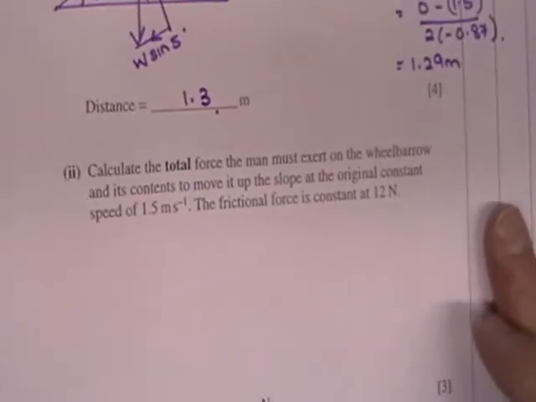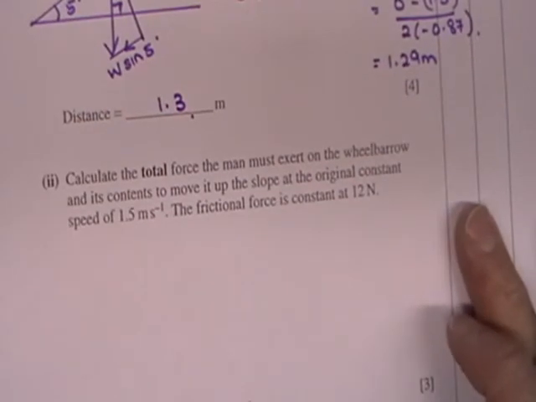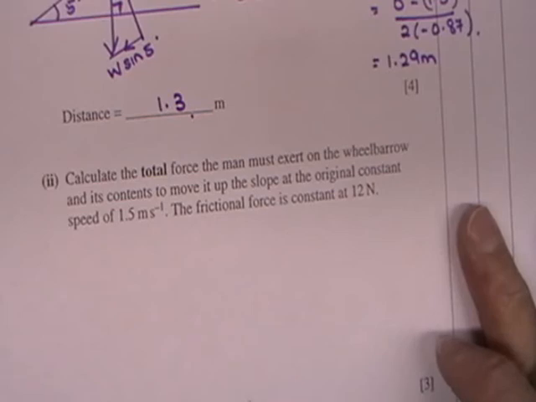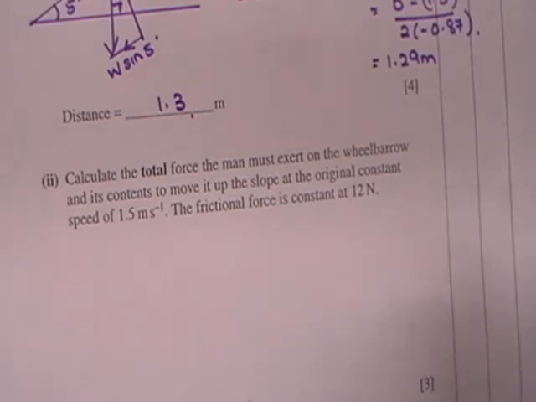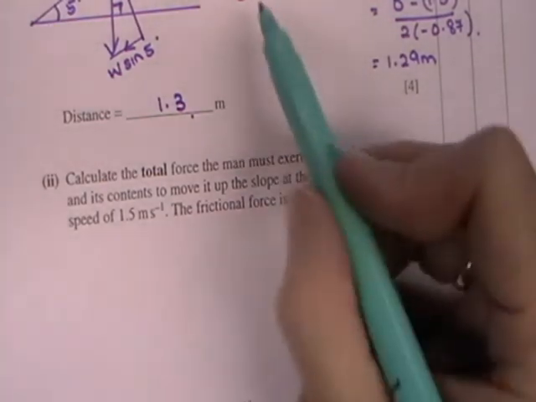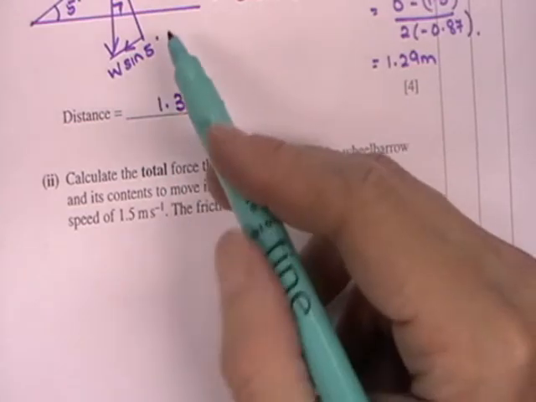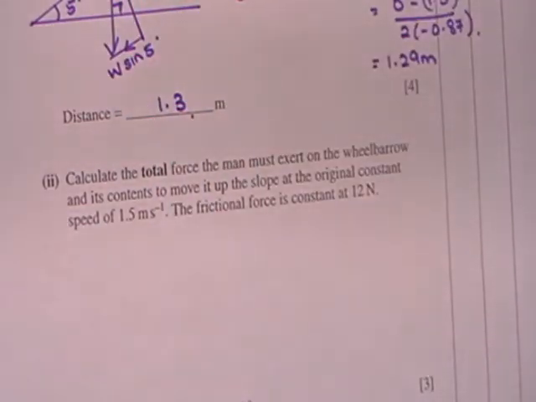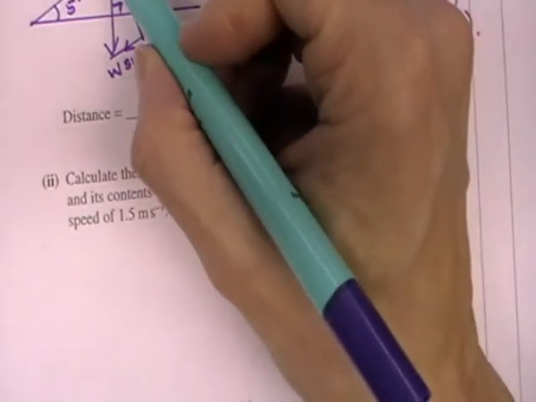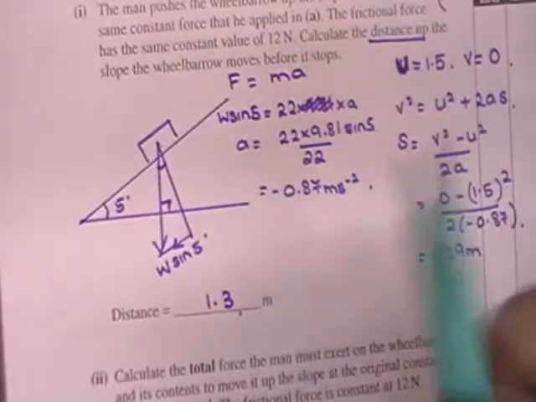And last part of the question, calculate the total force the man must exert on the wheelbarrow and its contents to move it up the slope at the original constant speed of 1.5. The frictional force is constant at 12. Well, if that's the case, then he must apply this force here plus the 12 newtons he applied in the original to overcome the force of friction to move it at constant speed, because the upward force must equal the friction plus W sine 5.